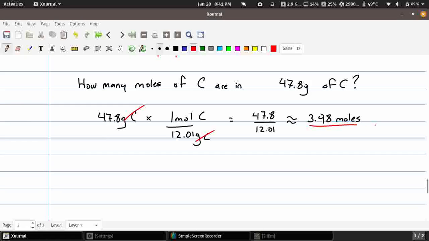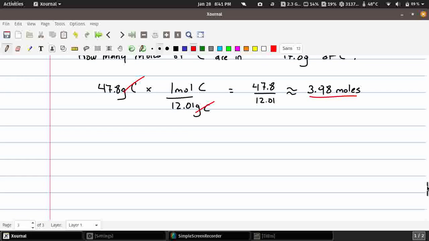So as you can see, the molar mass is kind of important because your moles are what are represented when we do chemical reactions. All those big numbers that are in front of molecules, those are moles.